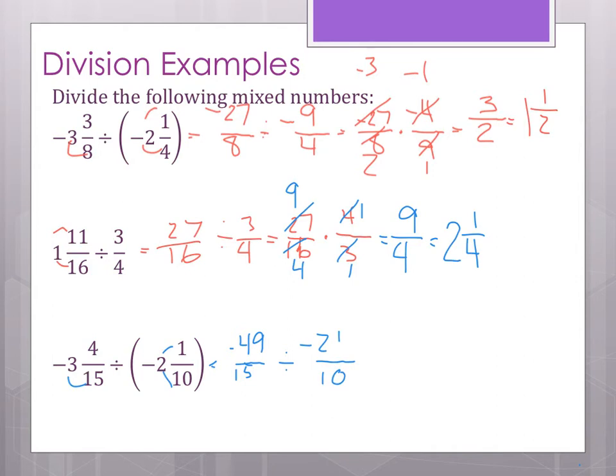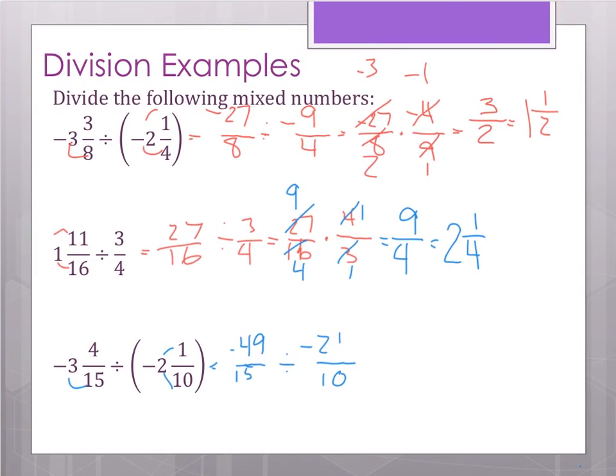And now, remember the division rules, we'll copy, change, and flip. So, we keep the first, change to multiplication, and then flip the second. And now we'll look for common factors. 49 and 21 are both divisible by 7, so we'll have 7 here, or 3 here. We divide 21 by 7, we get 3. Negative 49 divided by 7 is negative 7.